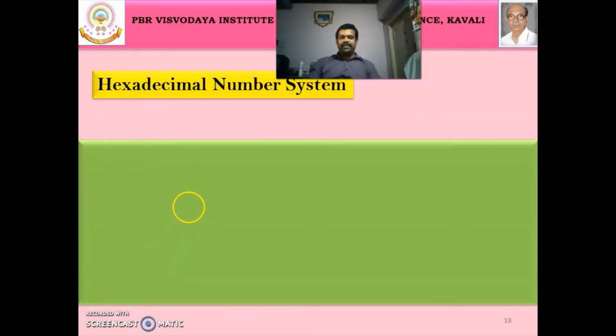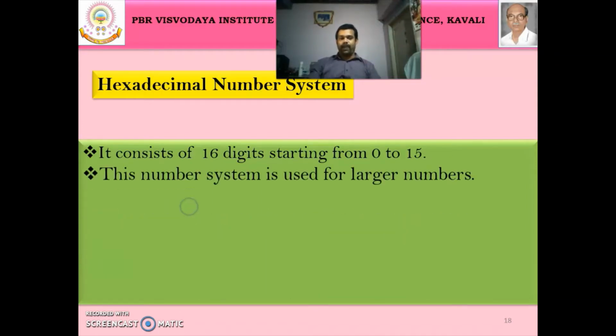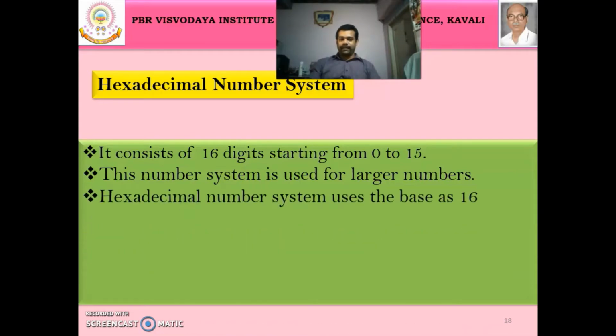The next number system is the hexadecimal number system. It consists of 16 digits, from 0 to 15. This number system is used for large numbers. If you want to represent large numbers, we can use the hexadecimal number system. The hexadecimal number system uses the base 16.